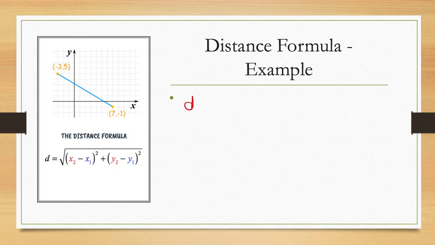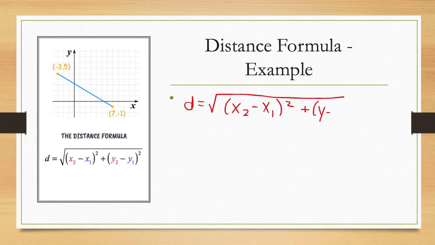That formula is d for distance is equal to the square root. We're going to take the difference between the two x's and we're going to square it. And we're going to add to that the difference between the two y's and we're going to square that.